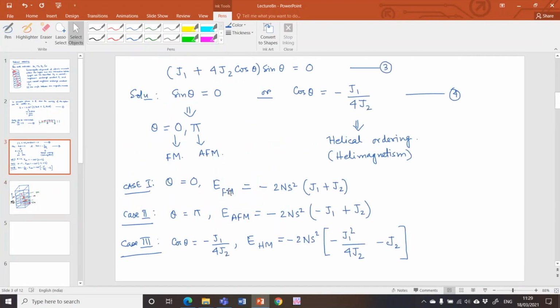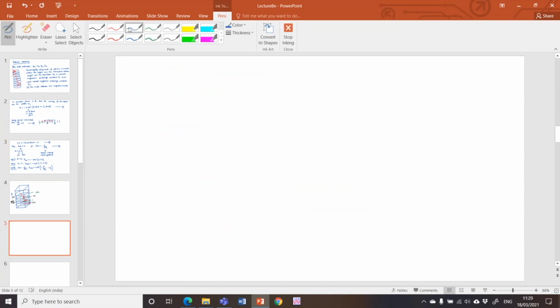Now what we have done here is that we have estimated the energies in different configurations. So now let us look at the phase diagram.